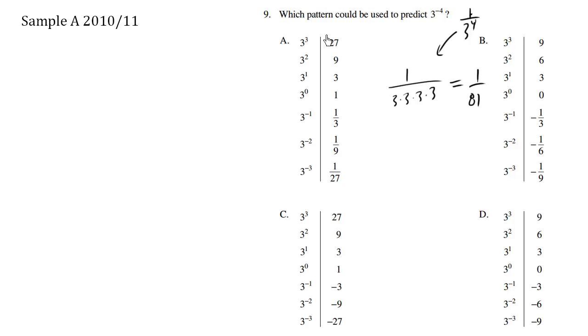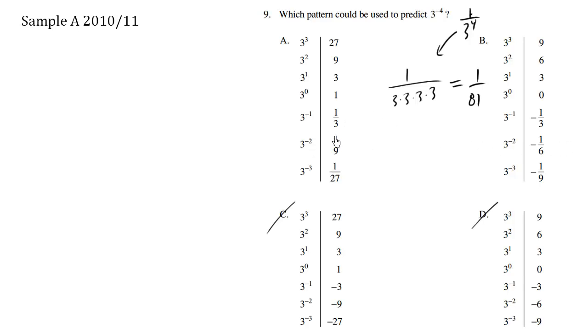And we can see these patterns are building down towards negative exponents, which we have some fraction. And the only one with a fraction that's quite small enough is going to be choice A. We see here in choice C and D, these are not fractions when we're dealing with negative exponents.